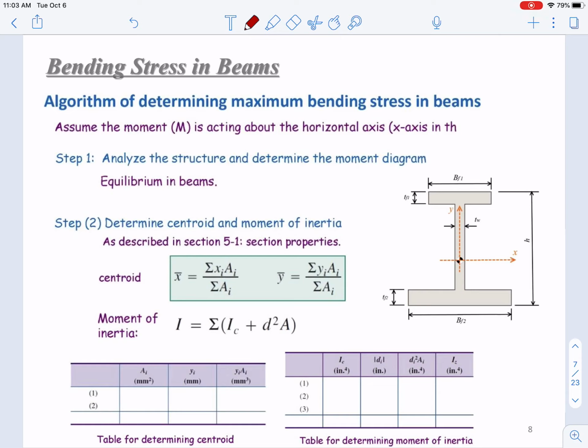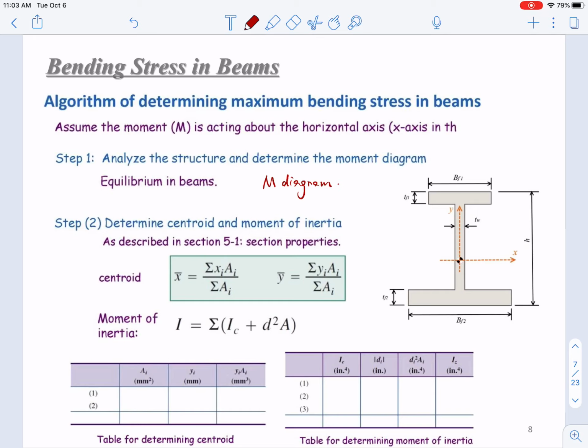Then step 1, we will analyze the structure and determine the moment diagram. Step 2 will be to determine the centroid and the moment of inertia.